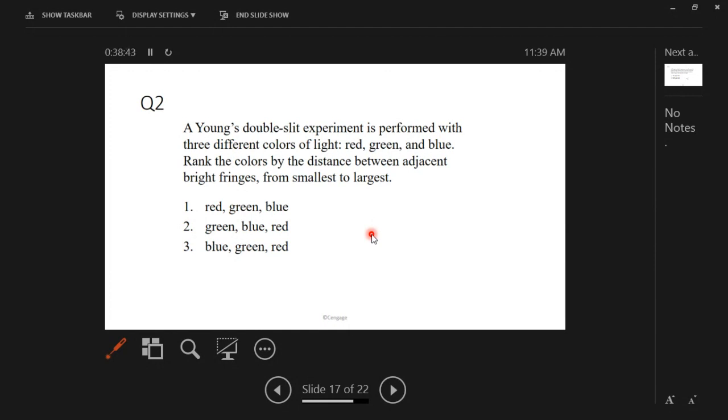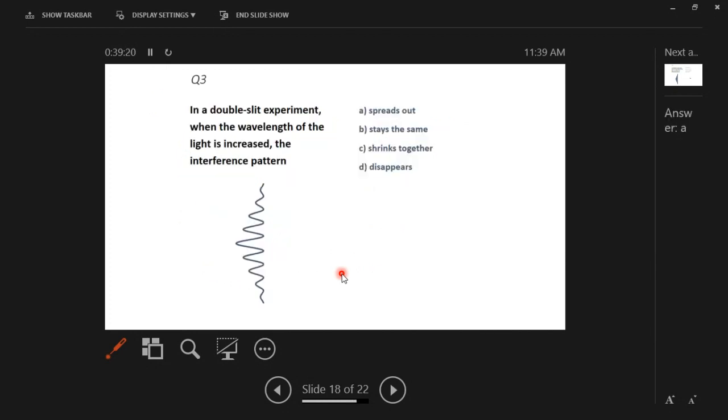Okay, very good. Several of you, 72% of you, well, 77% now, gave me the correct answer. As I mentioned, the formula is lambda L over D. The one with the smallest wavelength is going to have the smallest distance between the fringes. Since blue has the smallest wavelength, it is going to be the smallest one. Then it's green, and red, which has the longest wavelength, is going to have the largest distance. So the correct choice again is C.